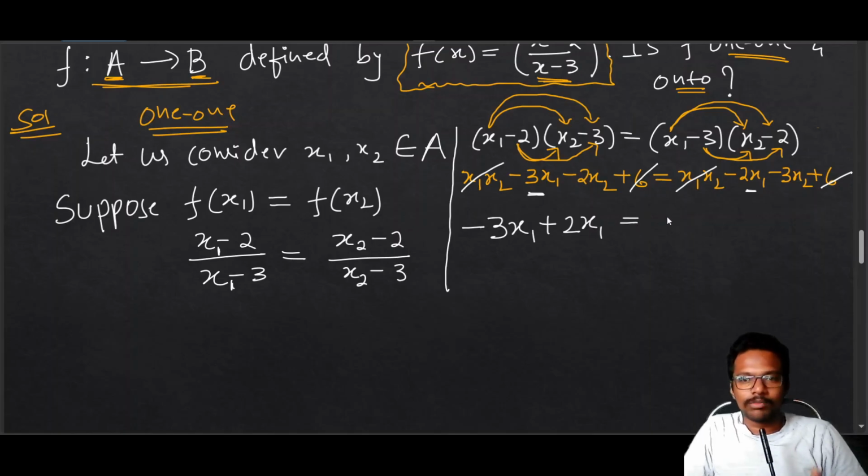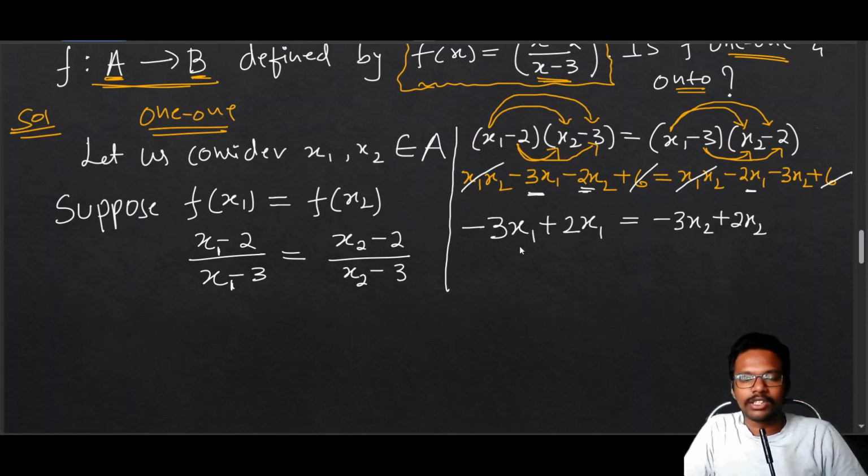Now on the right side I maintain the x2 terms. On the right side we already have the x2 term, minus 3x2. Then on the left side we have minus 2x2. Minus 2x2 moved to the right side becomes plus 2x2. So if you observe, all x1 terms are on one side and all x2 terms are on one side.